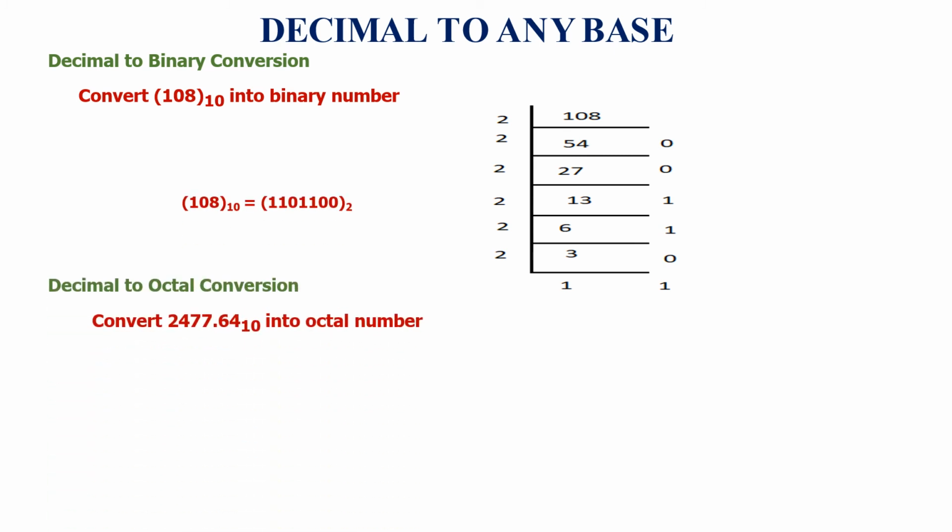Similarly, decimal to octal conversion. Here I am considering both integer as well as fractional value. As I told you, for the integer we have to use the successive division method, and for the fractional value we have to use the successive multiplication method. Since the conversion is from decimal to octal, it is successive division by 8, and here it is successive multiplication by 8. Okay.